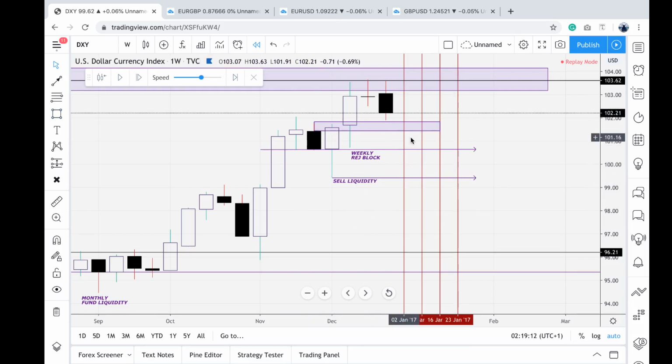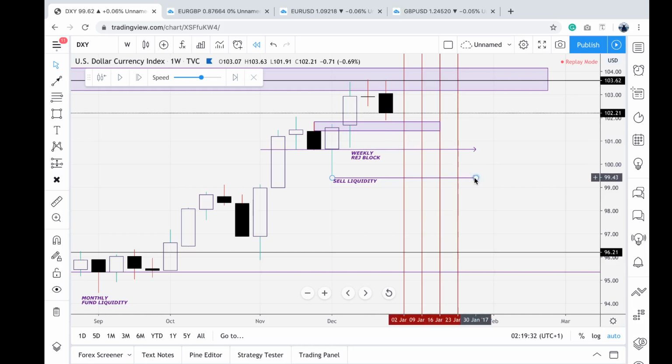You want to create an if-and-when scenario. When price does, or if price does this, I'll do this. Sorry, I think I got that all mixed up, but anyway, you get what I'm saying. You get the point I'm trying to make. So if price does this, I'll do this. If price does this, I'll do this.